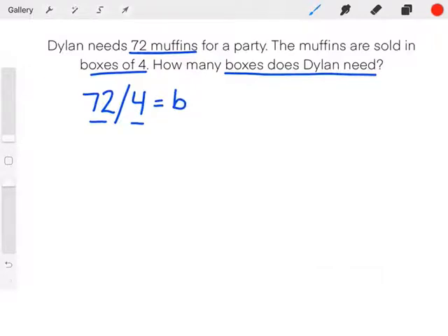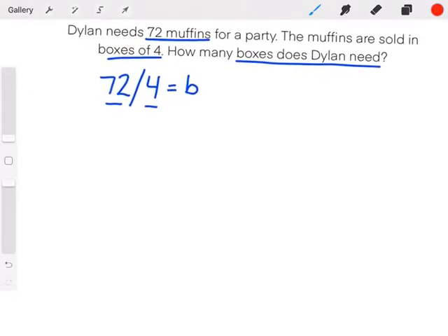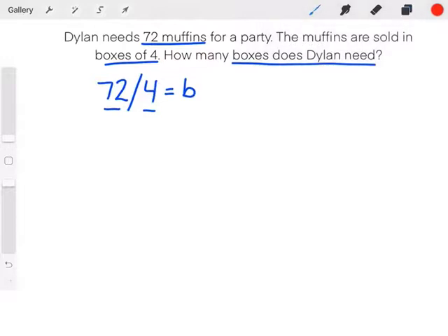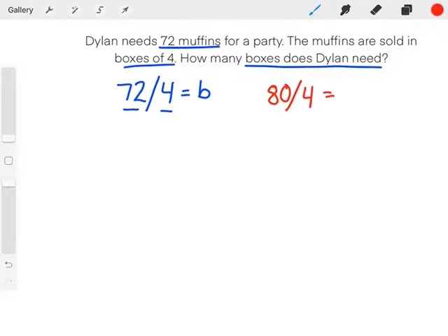Okay, the estimate that I'm using, because I can do this very quickly in my head, is actually 80 divided by 4. Because I know 8 divided by 4 is 2, and there's a 0, so 80 divided by 4 is 20. So this is going to be my estimate. I think he's going to need around 20 boxes, somewhere around there.